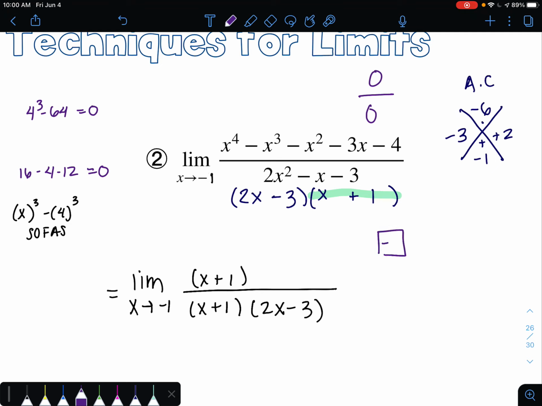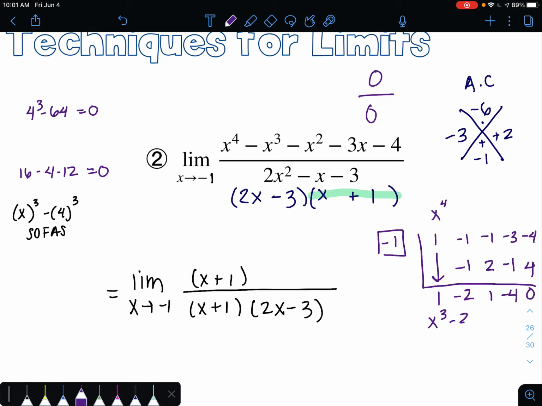So what I'm going to do is I'm going to use synthetic division to take out that positive 1. So for my synthetic division, I'm going to put negative 1 in the box, and then, starting with x to the 4th, I have 1x to the 4th, negative 1x cubed, negative 1x squared, negative 3x's, and negative 4 constants. We're just going to divide, so bring down the 1 and multiply, add down, multiply, add down, multiply, add down, multiply. So that's going to leave me with x cubed minus 2x squared plus x minus 4. So that's going to be my other portion.